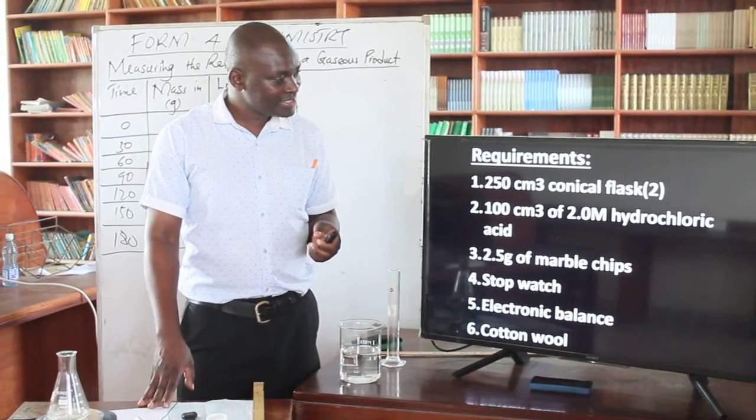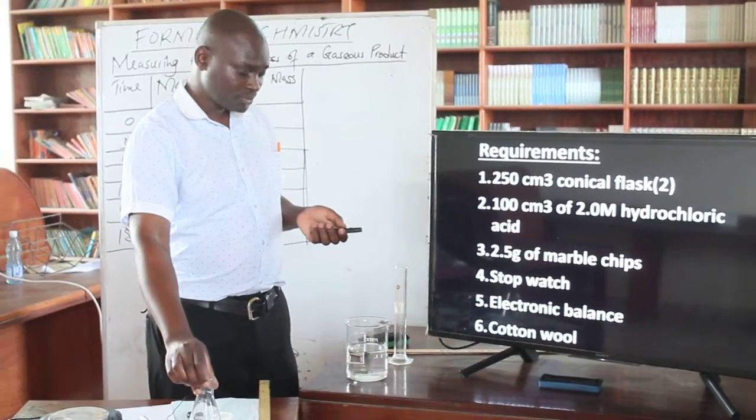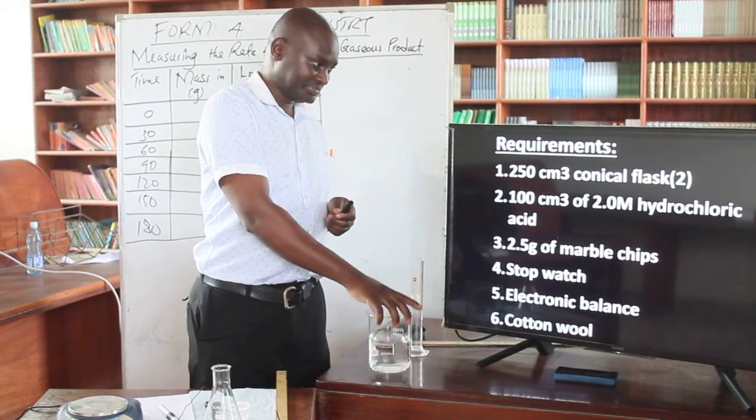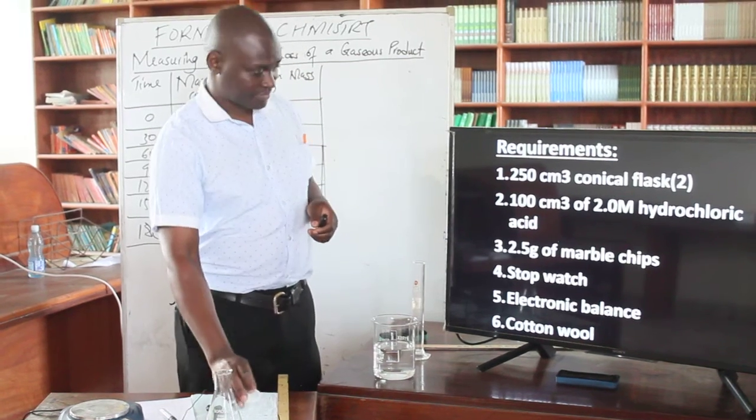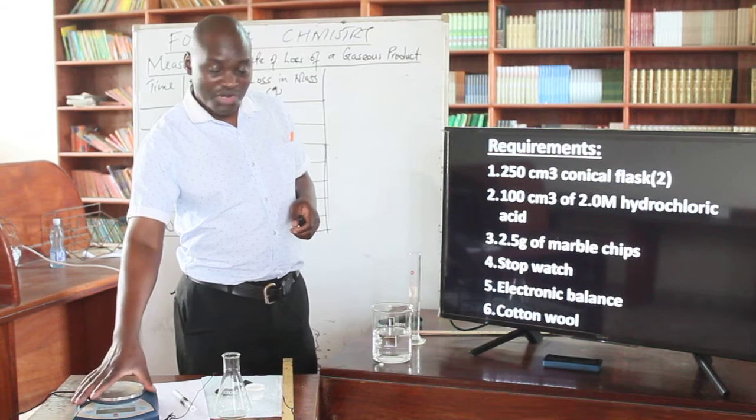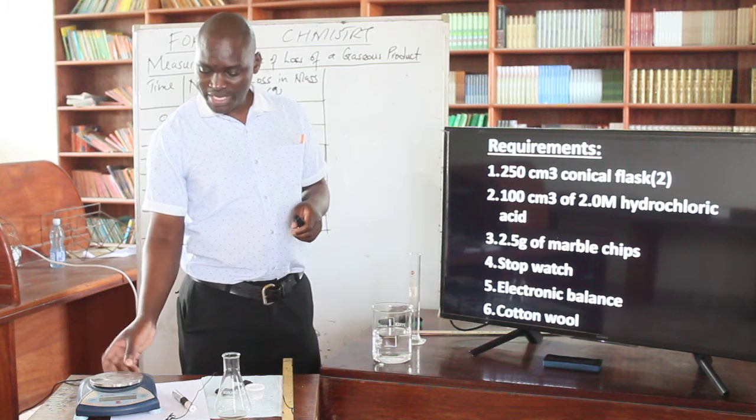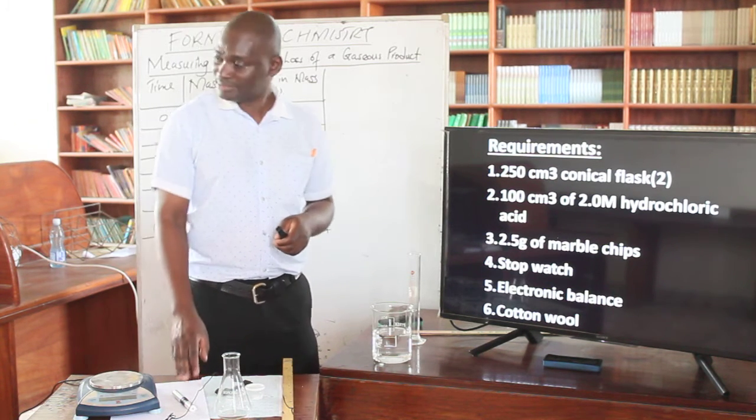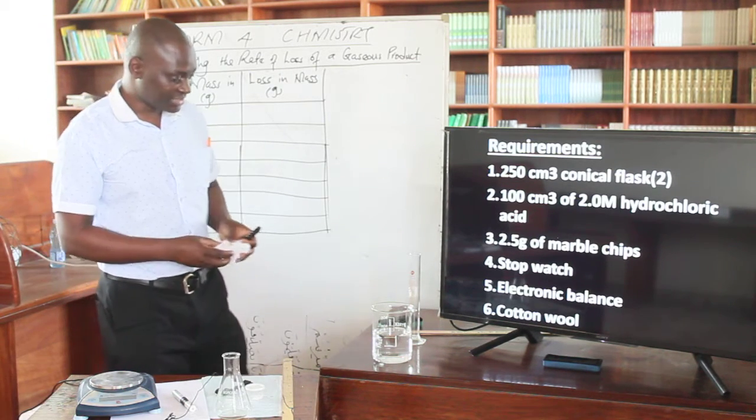We require a 250 cubic centimeter conical flask, this one here. We require 100 cubic centimeters of 2 molar hydrochloric acid. We require 2.5 grams of marble chips. We require a stopwatch. We require an electronic balance, this is our electronic balance. We require cotton wool. Cotton wool is here, we're going to use this.